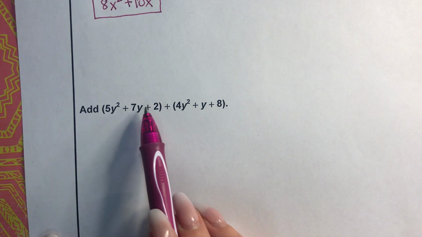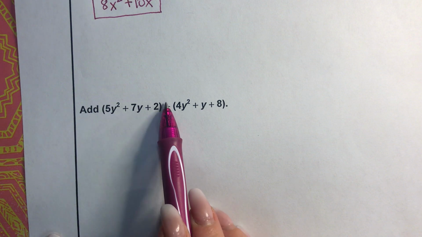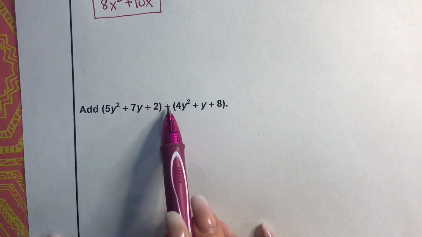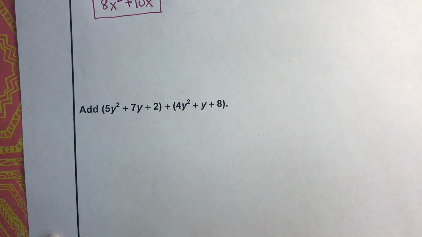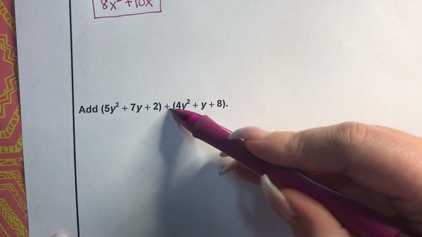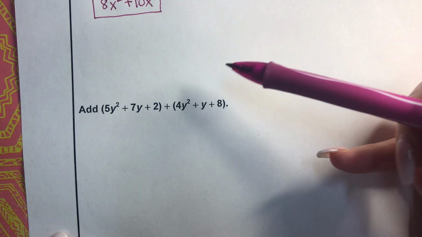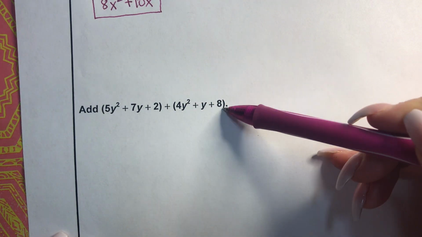So it looks like this is grouping this trinomial, right? Remember, when there's 3 terms in a group, that's a trinomial. And it's adding to this other trinomial that's in a group. So what I notice here is that there's a plus sign. Whenever there's a plus sign outside of a parentheses, you can just drop these parentheses.